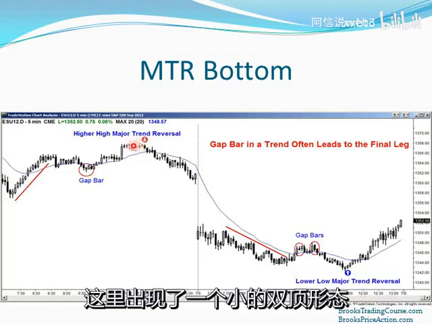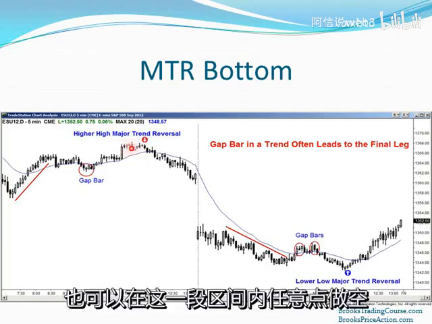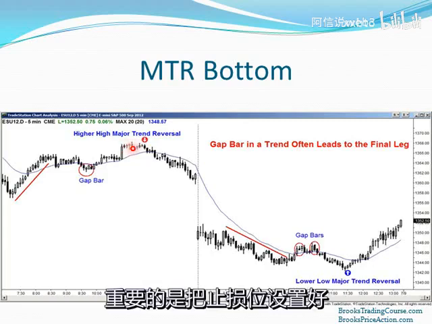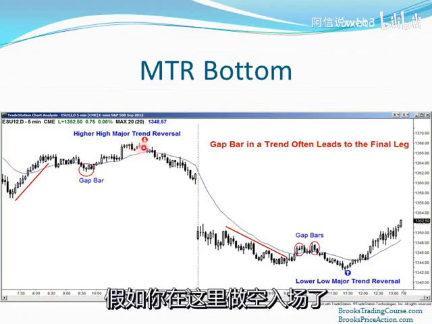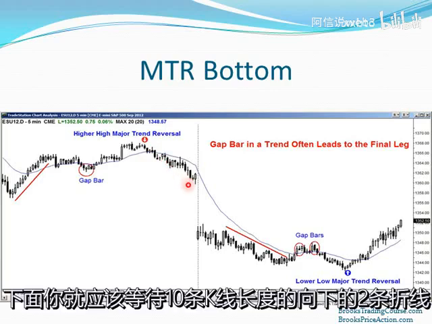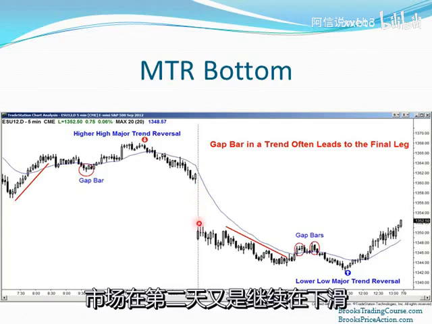Here we have a small double top. You could short below here, you could short anywhere up in here if you use the appropriate stop. I talk about trading these patterns in a later module, but let's say you shorted here. You'd expect 10 bars, 2 legs down. We got 1 leg down, and the market continued down the following day.